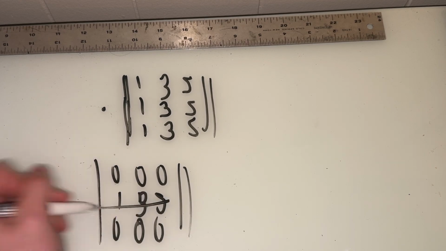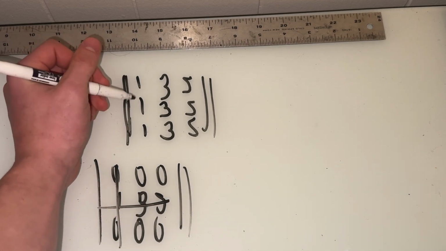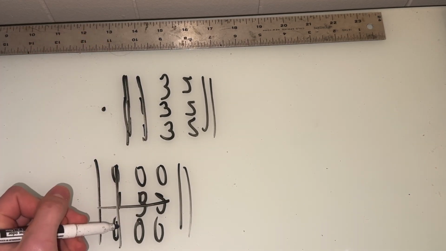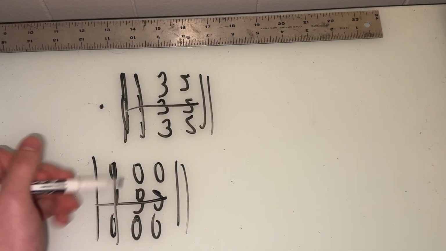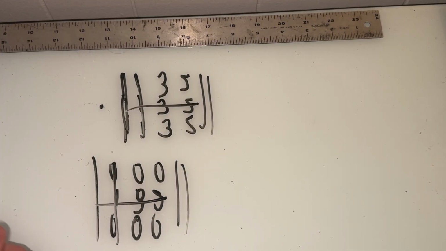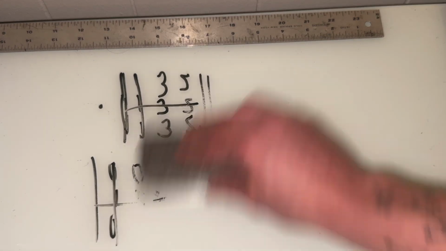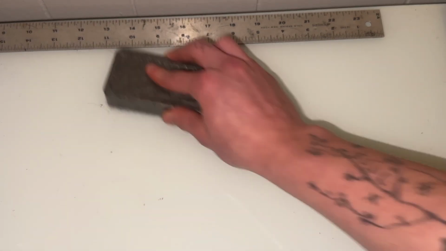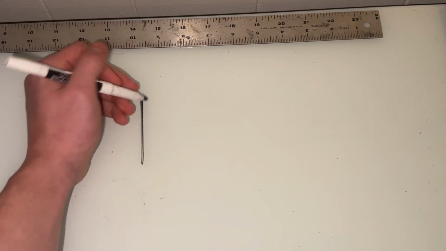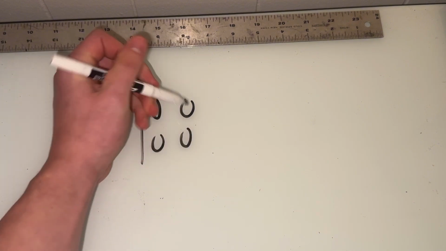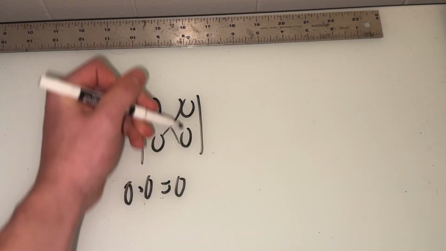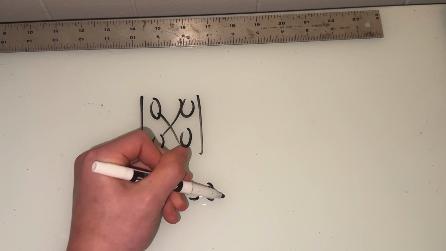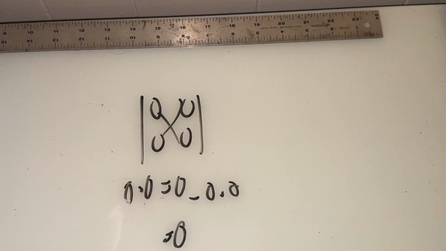All right, now remove the very first column and the row that you chose. And now what you're left with is a matrix consisting of all zeros. 0 times 0 equals 0, minus 0 times 0, which equals 0.